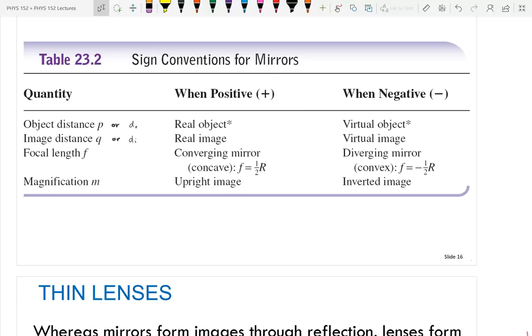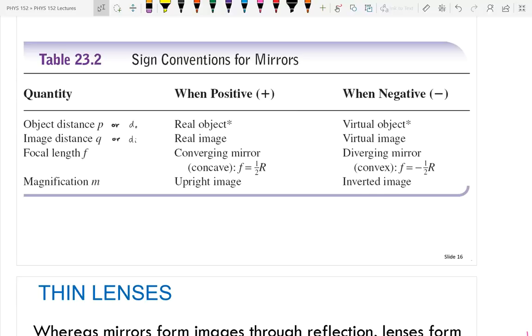If you have a converging thing, that is if it makes the rays come together, parallel rays hit it and then they come together, then it has a positive focal length. Why? Because parallel rays form a real image. If you have a diverging lens or mirror, if rays hit it and then they spread apart, then you have a negative focal length because you have a virtual focal point.